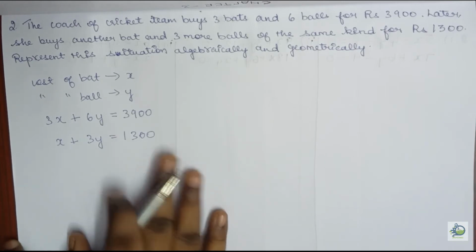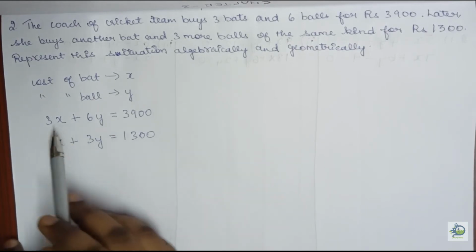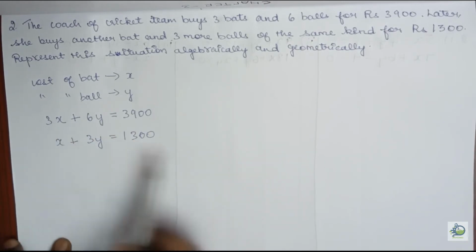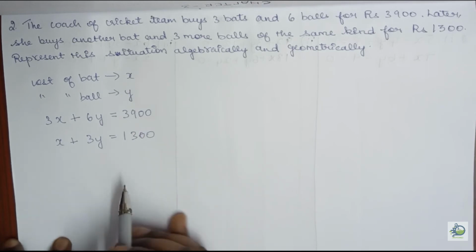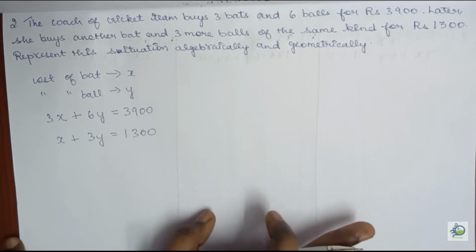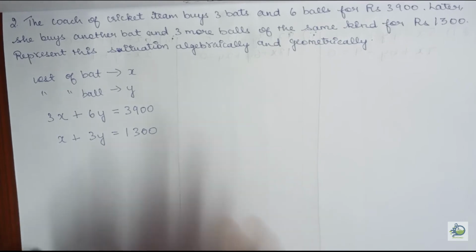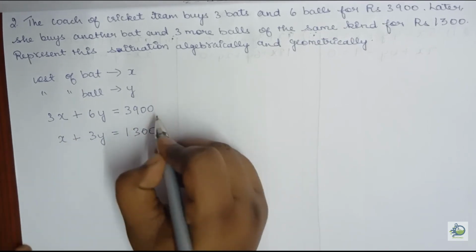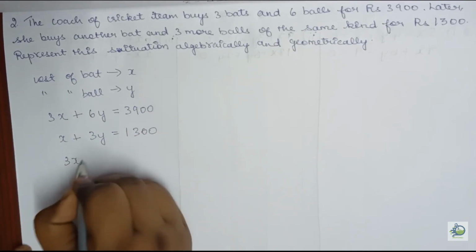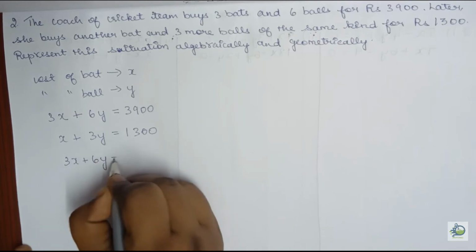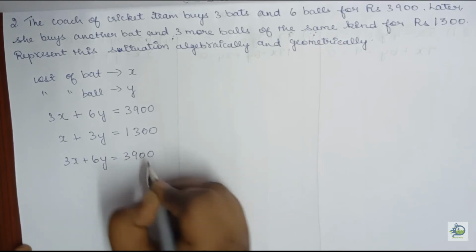Okay, here what we have to do is find the solution for the first equation and the second equation, and plot it in the graph. I will teach you how to find the solution. Let's take the first equation. It is given 3x plus 6y is equal to 3900.